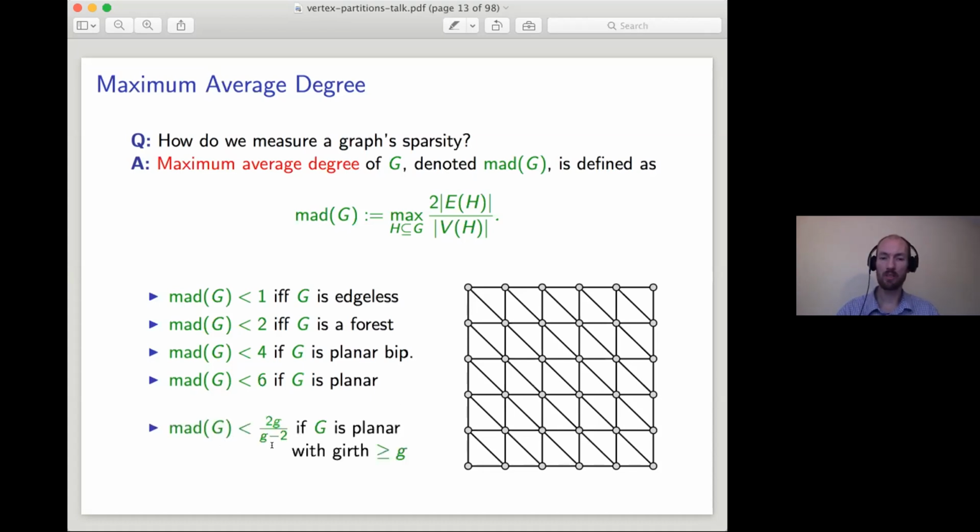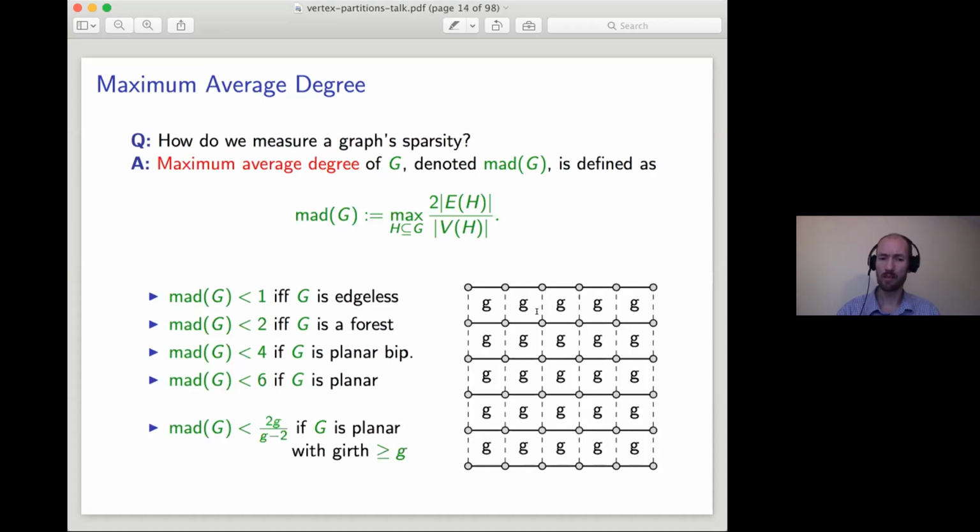These are really all just special examples of this statement here: if you have girth, which is your shortest cycle, at least some value g, then your mad is strictly less than 2g over g minus 2. That's an easy exercise just from Euler's formula. And again, this can hold with near equality as well, if you make a big grid of faces of length g. It's really easy to see this when g is even, and slightly harder when g is odd. Everything on the inside has average degree g, and then the stuff on the outside has degree slightly less. So that's the notion of sparseness, or sparsity, that we're going to talk about.